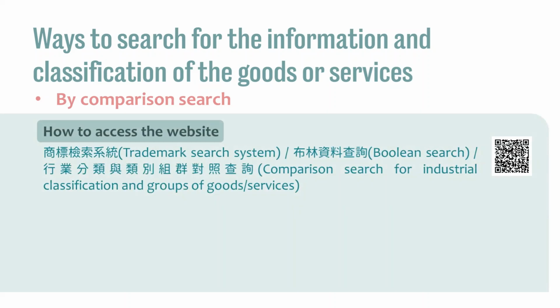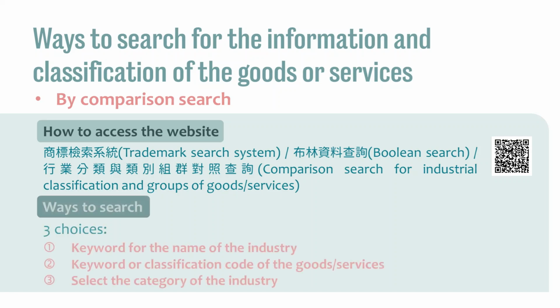Use the comparison search for industrial classification and groups of goods or services in the TPO's trademark search system. There are 3 ways to conduct this search. You can enter the keyword for the name of the industry, keyword or classification code of the goods or services, or select the category of the industry to search.